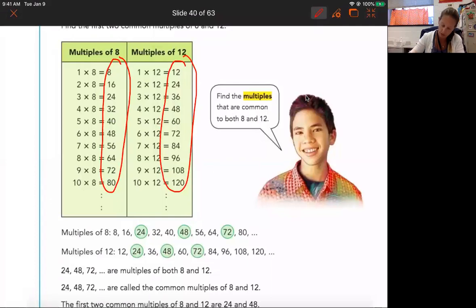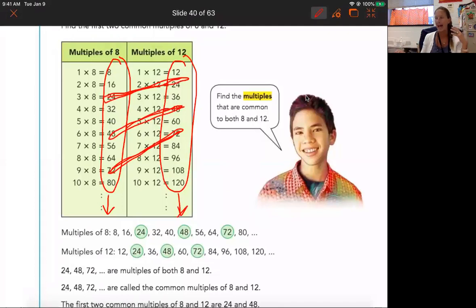So if you look at the two lists, we can see that they share a 24 here, they share a 48 here, and they also share a 72. Okay, and that will keep going on and on forever and ever, won't it? Because these numbers are just going to keep on going, and so will these. So there's an indefinite number of multiples that they're going to share.